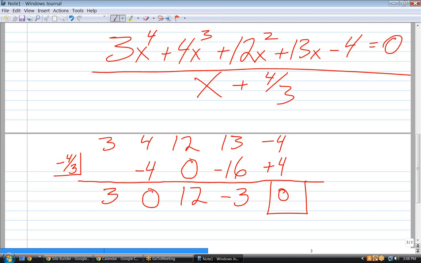And what is the answer? It would be 3x cubed plus 12x minus 3. Good. Okay.